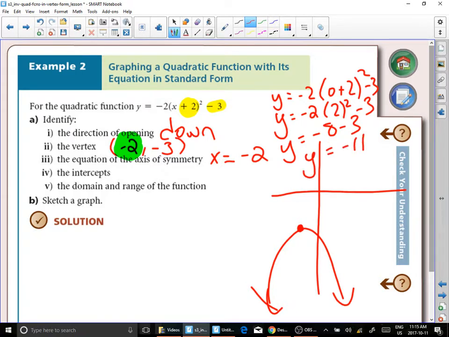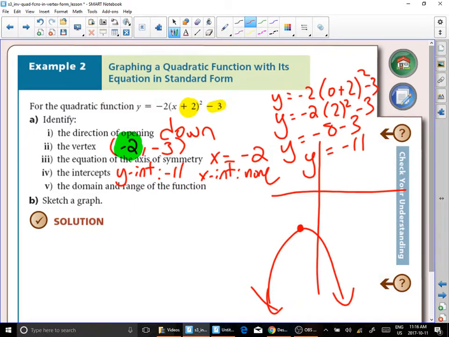So the y-intercept is -11. The x-intercepts, there's none. And we should say there's none, because there's a difference between leaving that blank and saying there's none. If you say there's none, it's clear that you've thought about it and you've decided that there's no x-intercepts. Okay, but there's only one y-intercept and it would be -11.